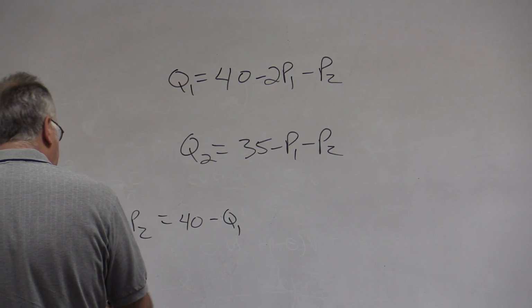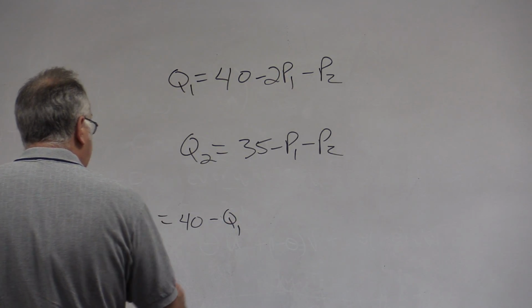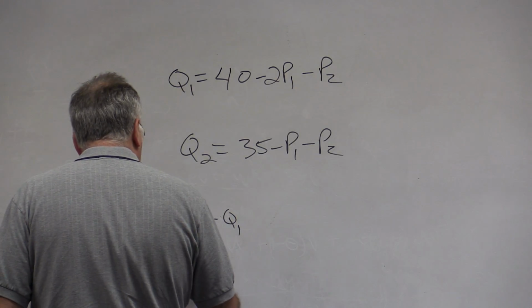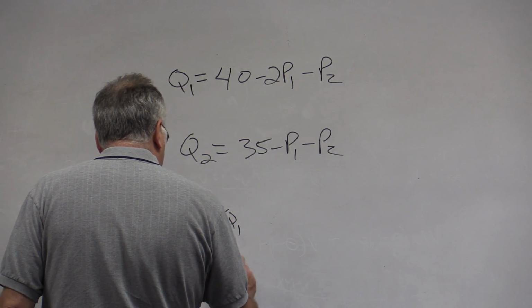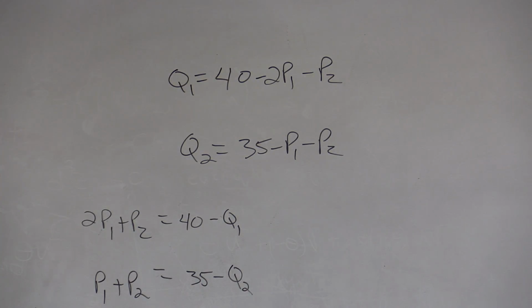The second equation is P1 plus P2 equals 35 minus Q2. That part, Jacob is right. What we want to solve for is P1 and P2 as functions of Q1 and Q2. So what do we do?